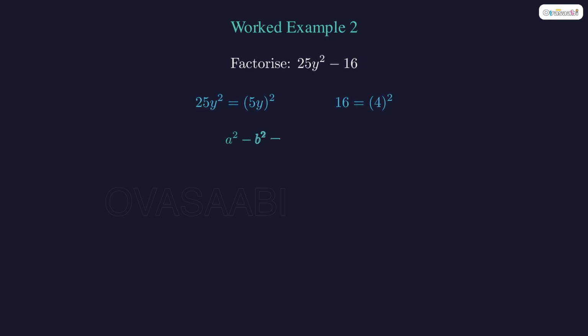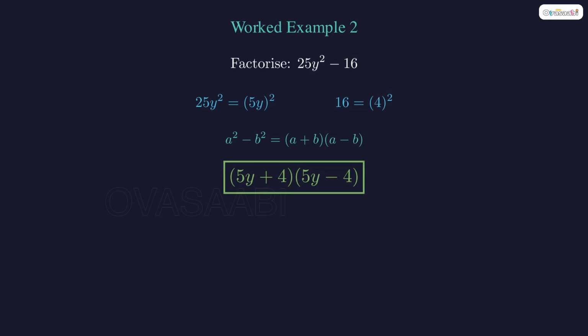Factorize 25y squared minus 16. Is this a difference of 2 squares? Yes, 25y squared is (5y) all squared, and 16 is 4 squared. So the answer is (5y plus 4) times (5y minus 4).